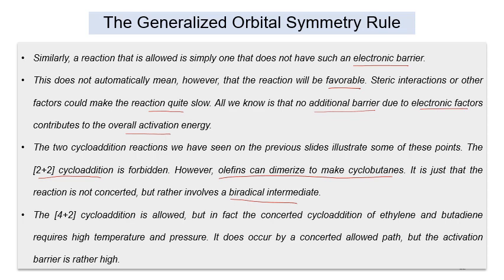Similarly, if you take the reaction of ethylene with butadiene, then on paper, the 4 plus 2 cycloaddition is thermally allowed. However, in practice, the reaction will require very high temperature and pressure. That means the activation barrier for this transformation is rather high. The reaction does occur at high temperature and pressure by a concerted path, which indicates that this is a pericyclic reaction. However, the activation barrier for the same reaction is rather high.